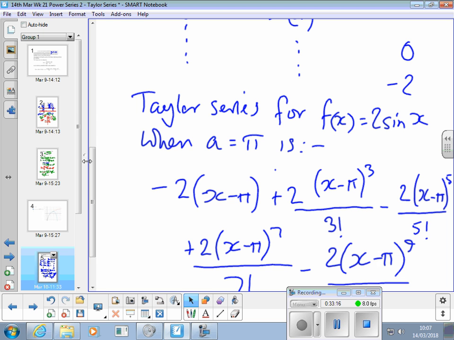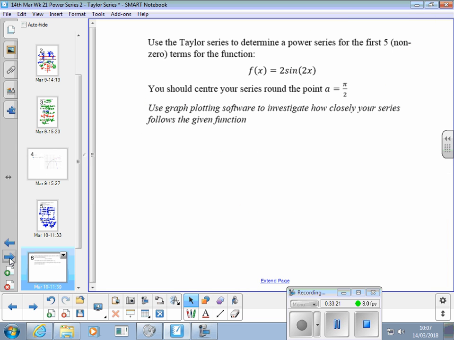I'll graph that one in a minute. On the next page, use the Taylor series to determine the first 5 non-zero terms of f of x is equal to 2 sine 2x. So change the frequency there with the sine wave. We're going to focus on the point where a is equal to pi over 2 this time.